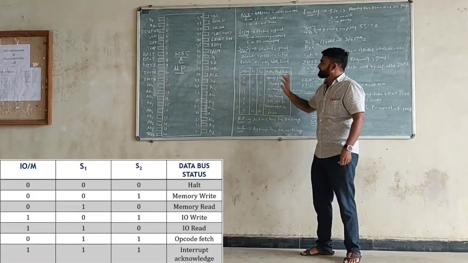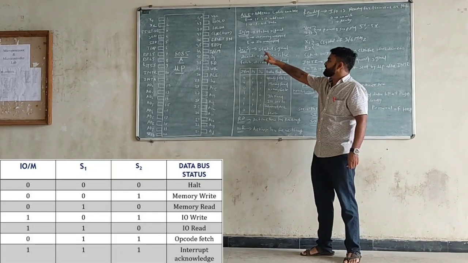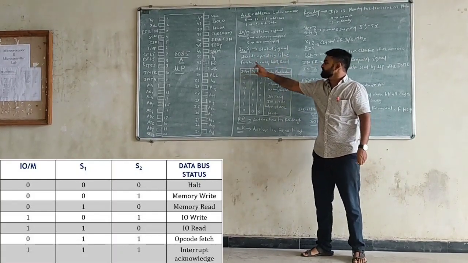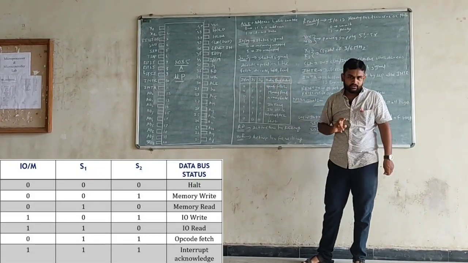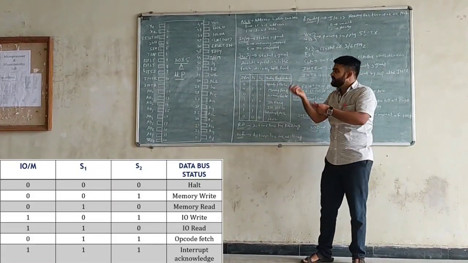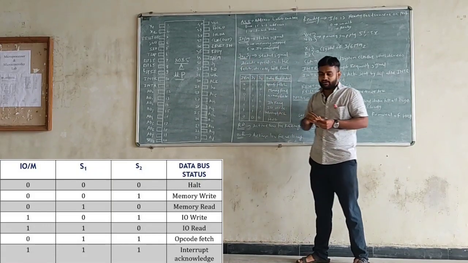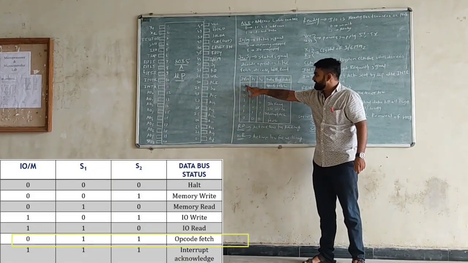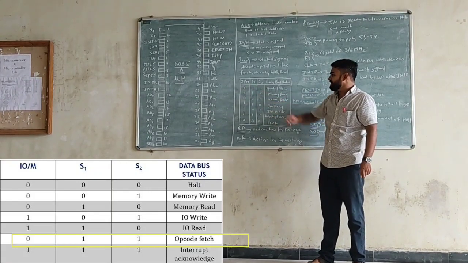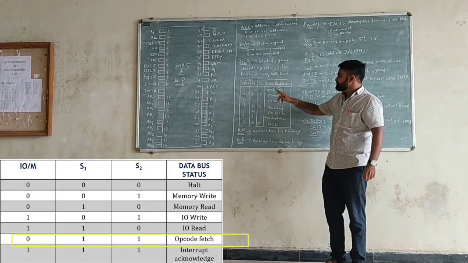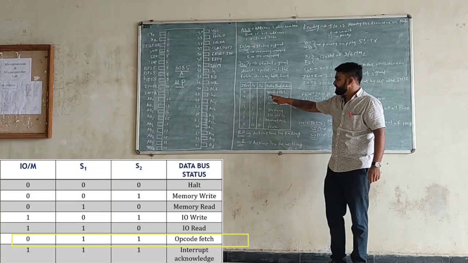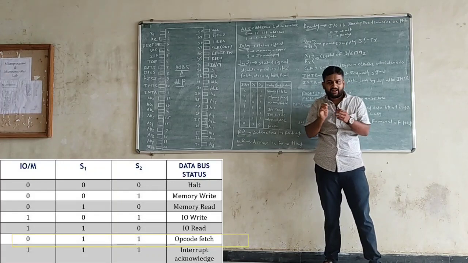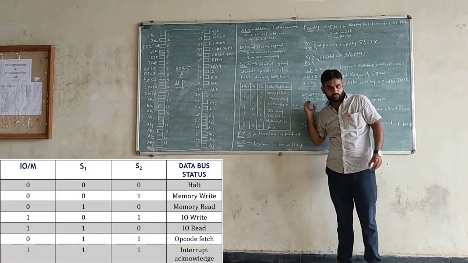Now, S1 and S0 play a very important role. They provide a status signal deciding operations like fetch, decode, write and read. So exactly what operation we have to do is ultimately decided by S0 and S1. Here, with the IO/M pin set at 0 and S1 at 1 and S0 at 1, the data bus status is opcode fetch, and the processor is going to fetch the opcode.